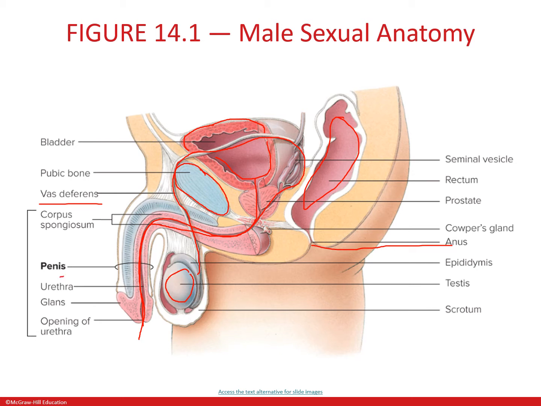We also have the penis, which you're probably familiar with, the urethra, which is where urine leaves. We have glands, as well as your prostate. Those are probably the most important areas to be aware of.